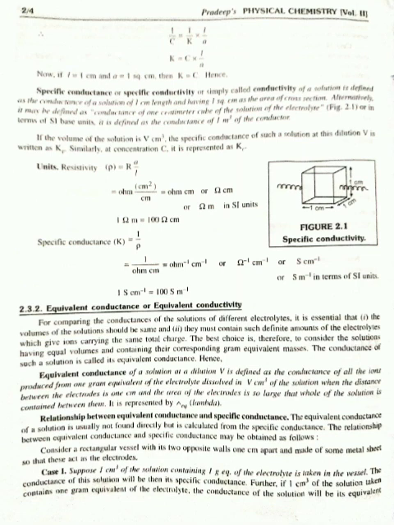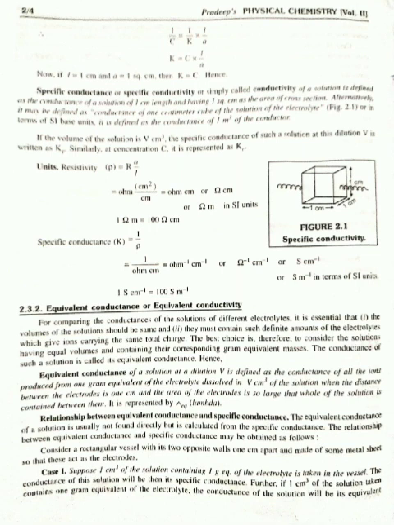Hence, the equivalent conductance of a solution at a dilution V is defined as the conductance of all the ions produced from 1 gram equivalent of the electrolyte dissolved in V centimeter cube of the solution, when the distance between the electrodes is 1 centimeter and the area of the electrodes is so large that the whole of the solution is contained between them. It is represented by lambda equivalent.